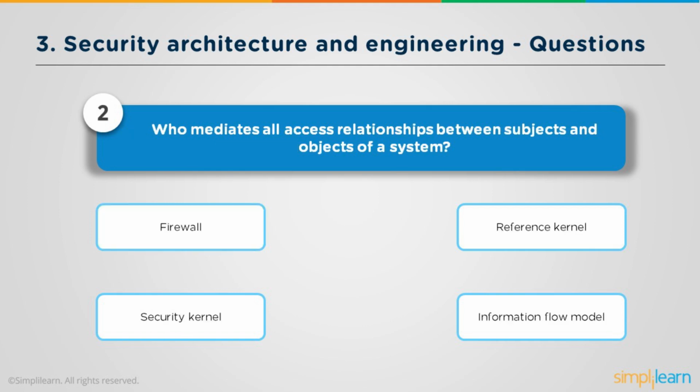Question 2. Who mediates all access relationships between subjects and objects of a system? Now, what is a subject, what is an object, and what are access relationships? So access relationships would be the permissions that you have created. Now, what are permissions? Permissions would be something that a person is authorized to do. So if you look at the CIA, which we discussed in module 1, confidentiality, integrity, and availability, how do we keep data confidential?